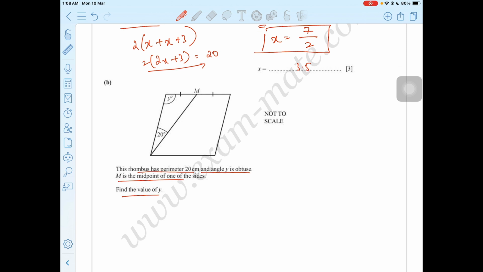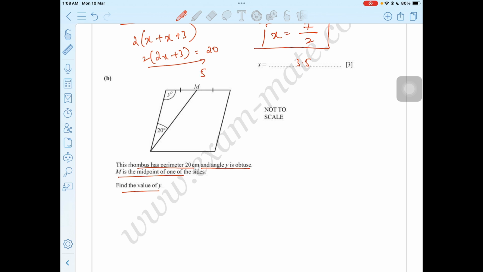Since the rhombus has a perimeter of 20, this means that each length is 5 centimeters, right? We need to calculate this angle y. So this would be 2.5, and this is 20. Can we calculate this angle? Yes, because we have 5 over here as well.